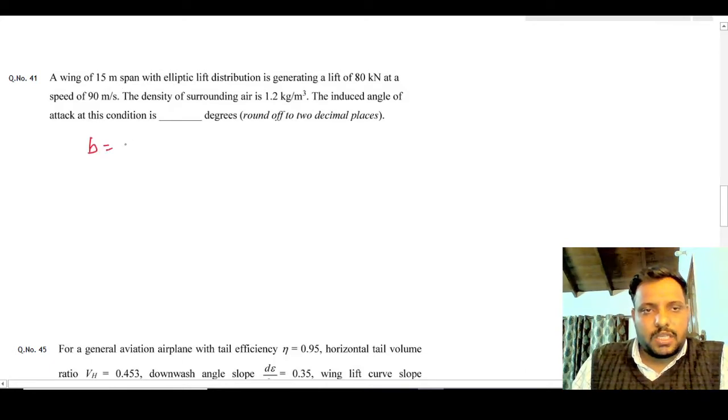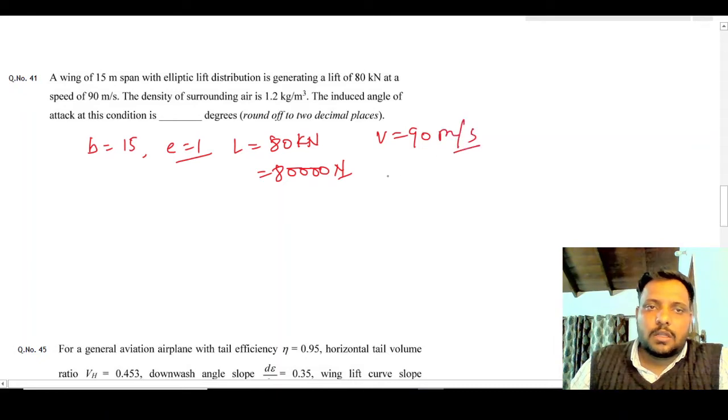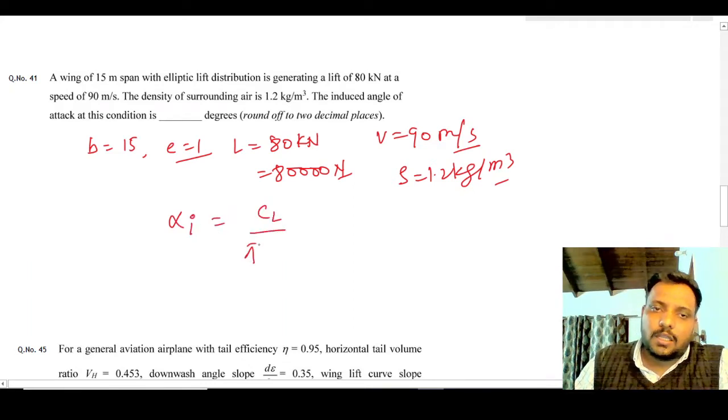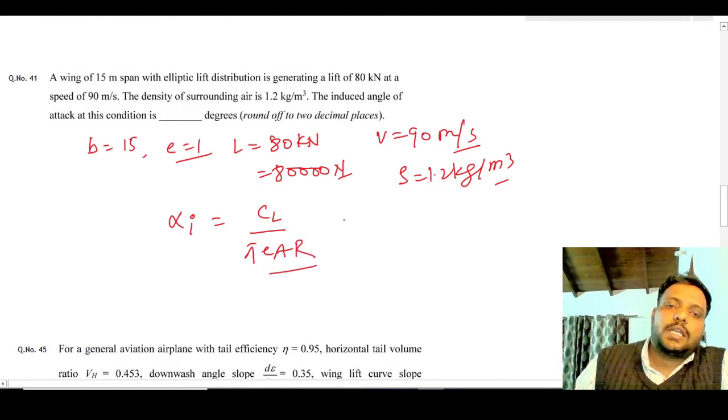So B is given. Elliptical lift distribution means Ostwald efficiency factor is 1. Lift is given as 80 kilonewton, which is this. Velocity 90 meter per second. Density is 1.2 kg per meter cube. Induced angle of attack at this condition we have to find out. So we know that induced angle is given by this formula, CL upon pi EAR. Okay, so CL upon pi EAR.